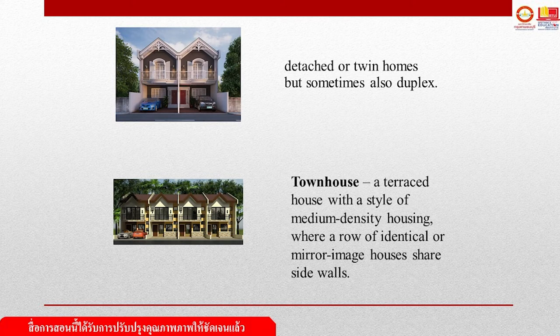All right. Next is called a detached or twin home, but sometimes they are called duplex. Duplex means double. Duplex is two. Now, as I told you before, about 10 years ago, Thailand used to build townhouses. Townhouses called muban. Muban means ban tit kan, yao, very long. You know, it's a wall, one common wall. But now, no. Most of the houses now are called detached houses.